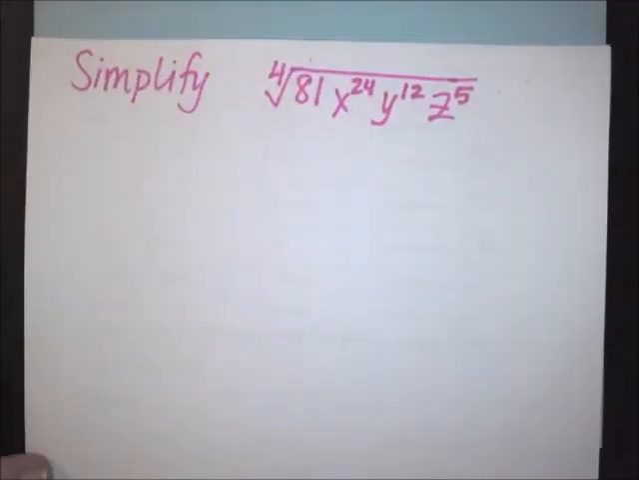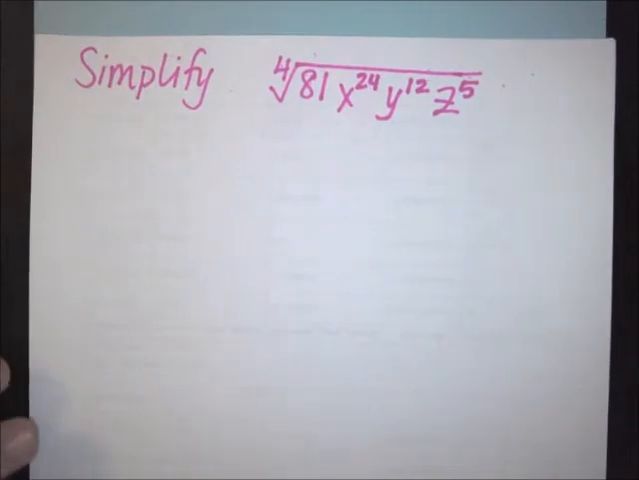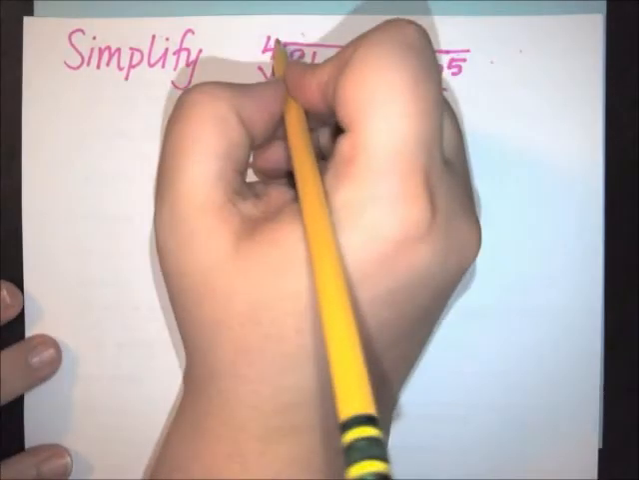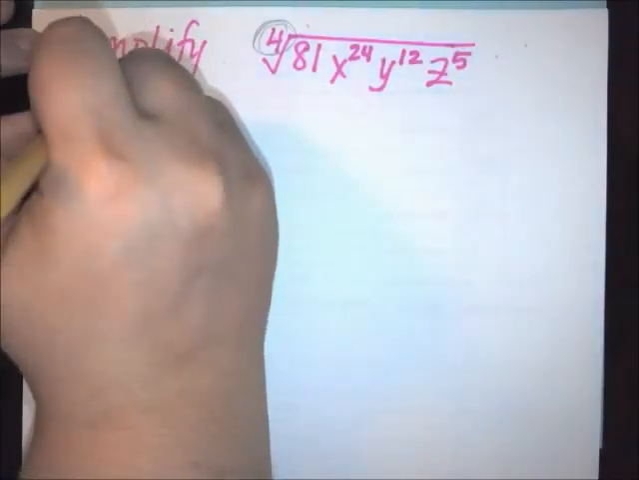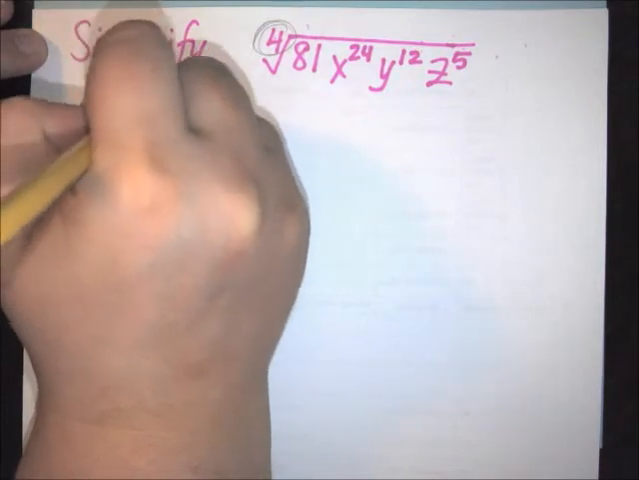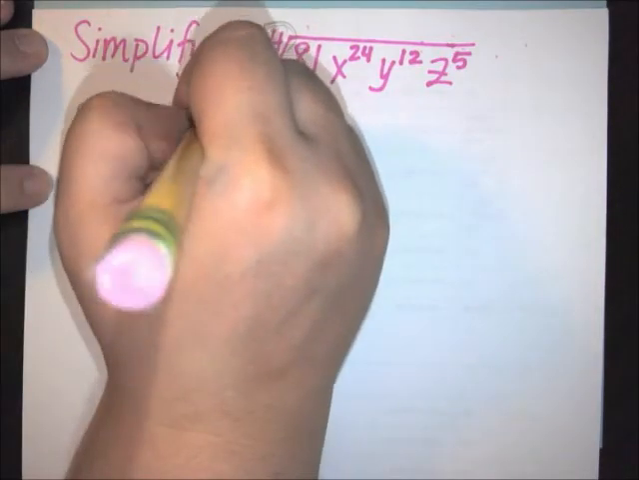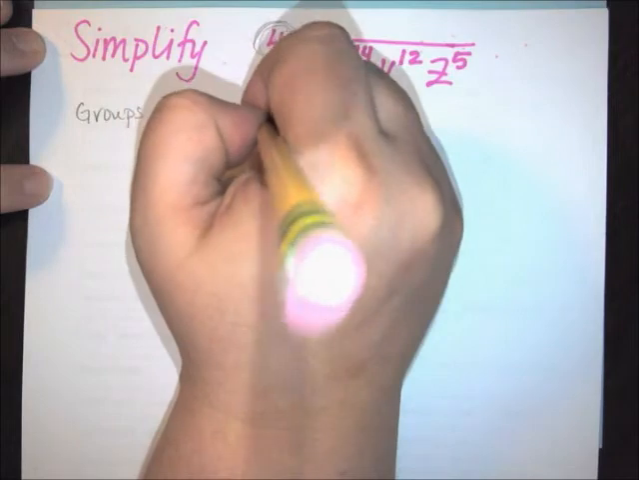Alright, let's try another one. Here again we need to simplify, but I want you to notice we now have a 4. So what this says is we now need to make groups of 4 identical terms.